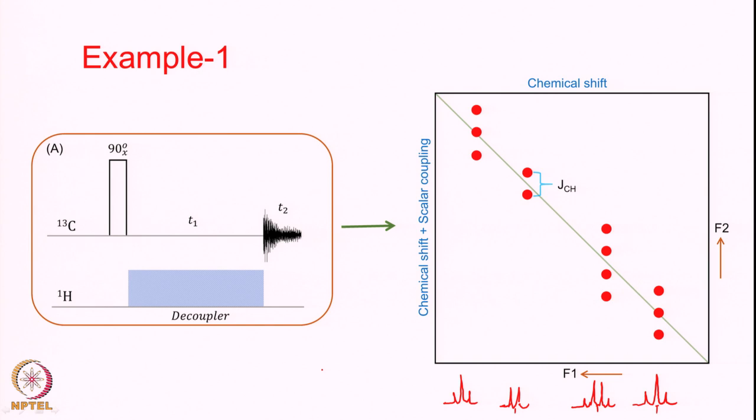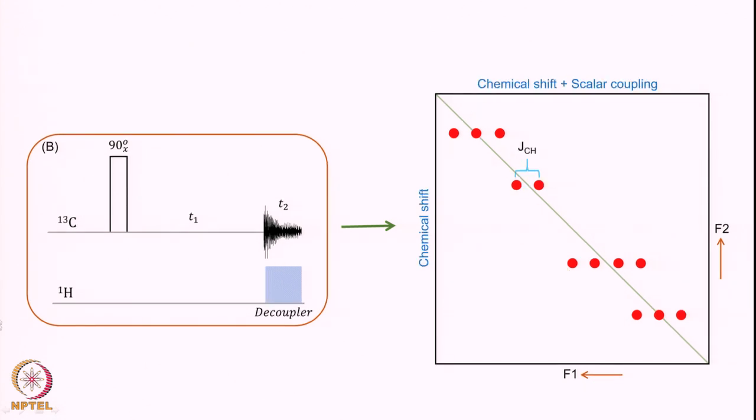Let us see if we can do the other way around. Yes. So here we have the pulse sequence which is different compared to that one. You apply a 90 degree pulse on the carbon as before. Now, during the T1 period we do not apply the decoupler. We apply the decoupler along the T2 axis. So during the T1 period, we have chemical shift plus the coupling constant of carbon and proton, and therefore the appearance of the spectrum will now look different.